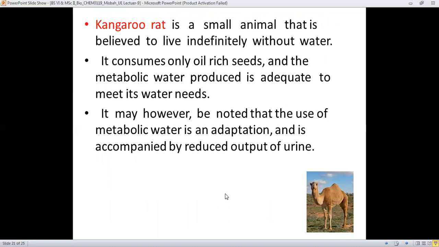And there is a small rat which is called the kangaroo rat because it hops like a kangaroo. It's a small animal, and it's also believed to live indefinitely without water. For many days, it can live without drinking water, and it consumes only oil-rich seeds and the metabolic water produced. It's definitely sufficient for it to meet its energy requirement. It may, however, be noted that the use of the metabolic water is an adaptation, and it's accompanied by reduced output of urine.